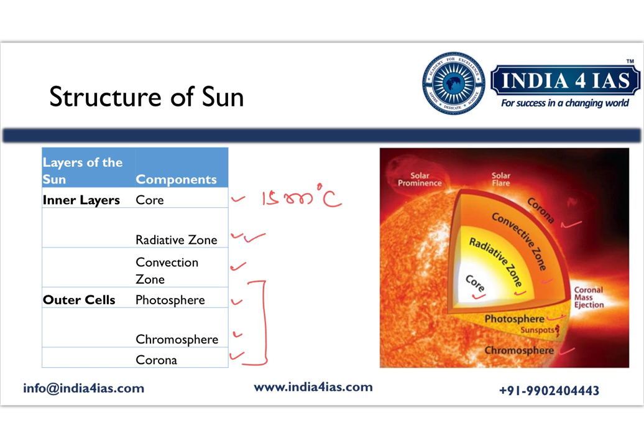Surrounding radiative zone, we have convective zone. Here energy is transported via convection. That's why it is called as convection zone. So the energy is carried by movement of the hot plasma.